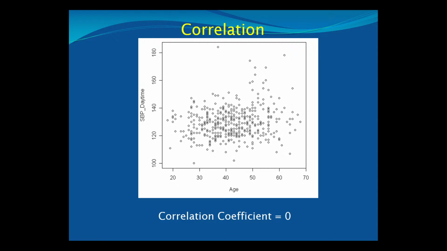It is a scatter plot graph, so we can make our conclusion from the graph also, and we can confirm it by using the value of the correlation coefficient. The correlation coefficient equals 0, and we have a scatter plot graph for this example. There is a lack of correlation between age and systolic blood pressure during daytime.